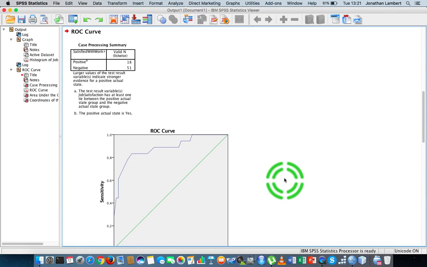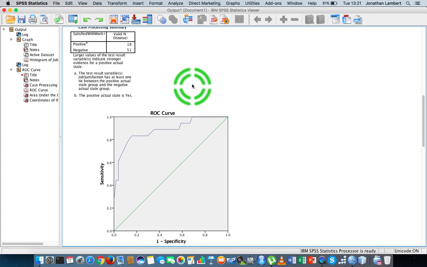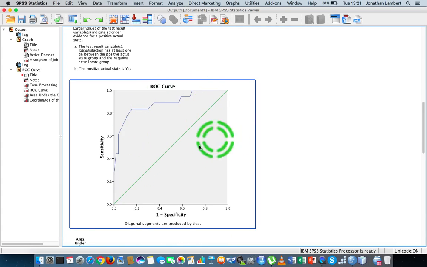There's a little bit of output here, but let's not panic. The first bit of output is how many particular cases we had from a case processing perspective, how many were positive, how many indicated they were positive, how many indicated they were negative. So from a positive perspective, there were 18 positive cases, there were 51 negative cases. Okay. And here's the ROC curve, and we'll get back to the ROC curve in a moment on how to interpret this.